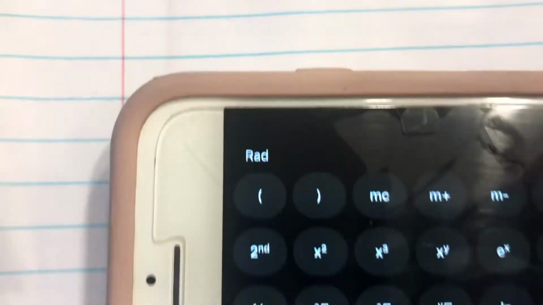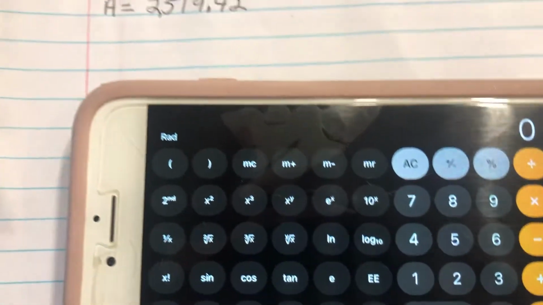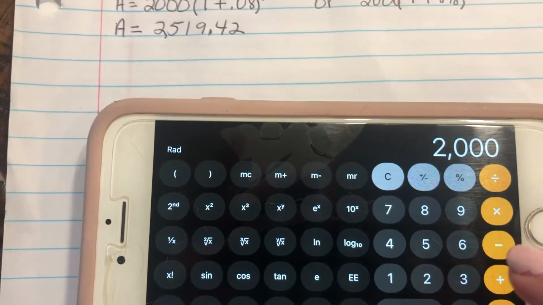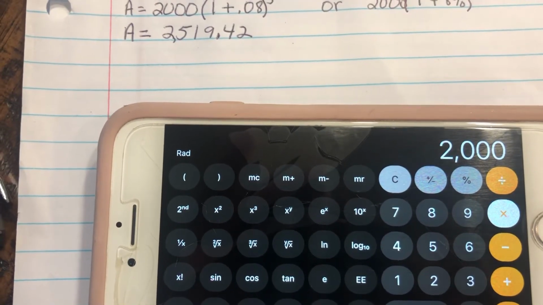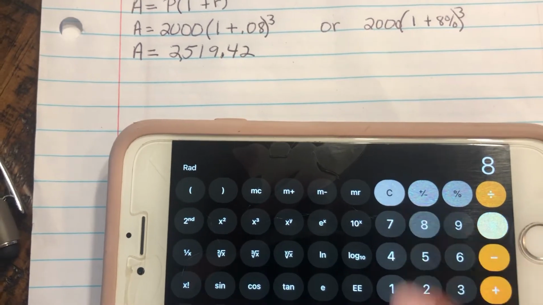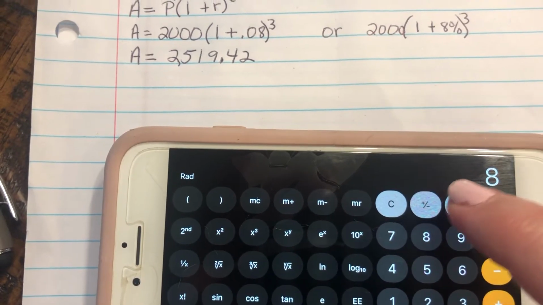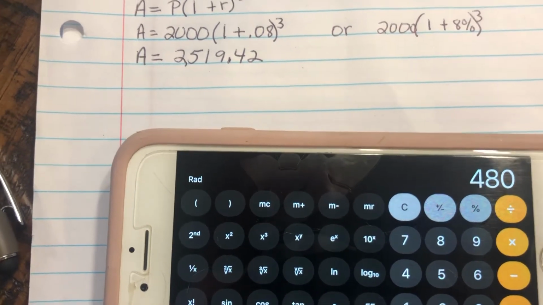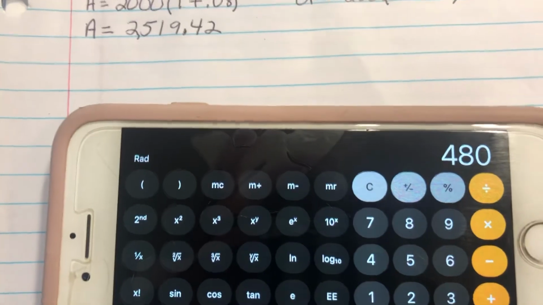So let me just show you really quickly. We have 2,000 times, what was it, 0.08, or I'll do the percent, in case anybody needs that, the percent sign is up here, times 3 years, and we get 480.